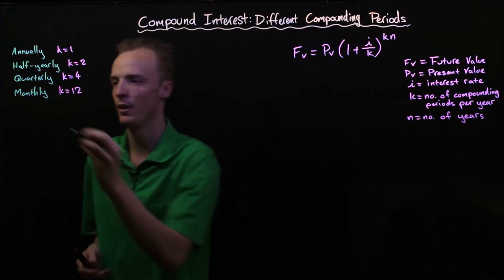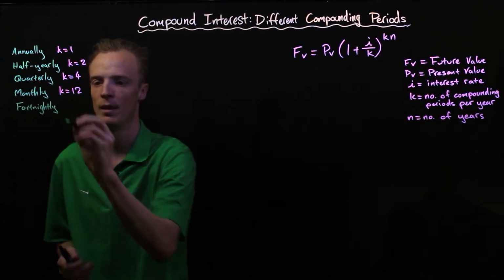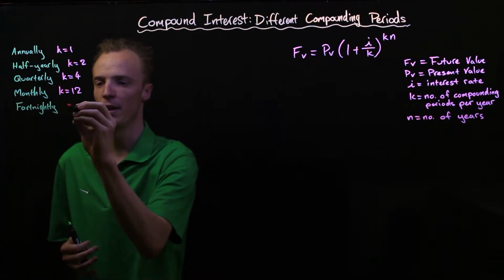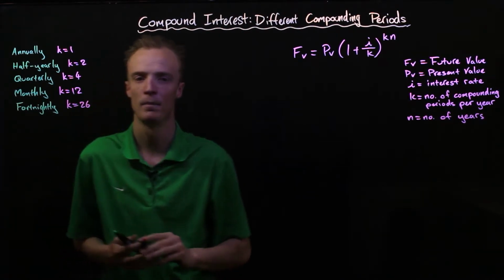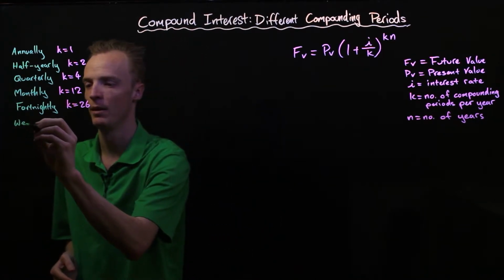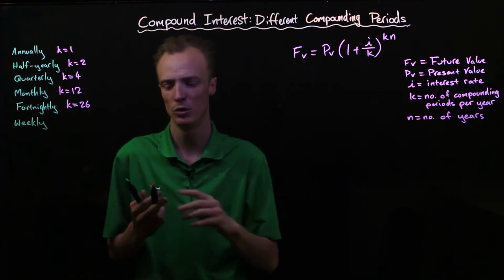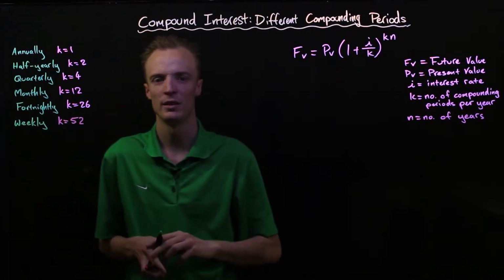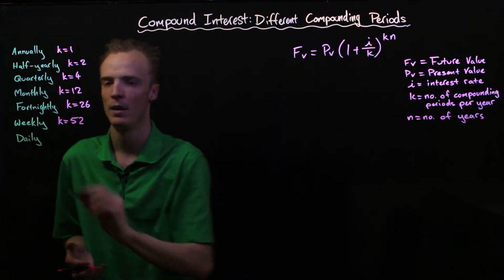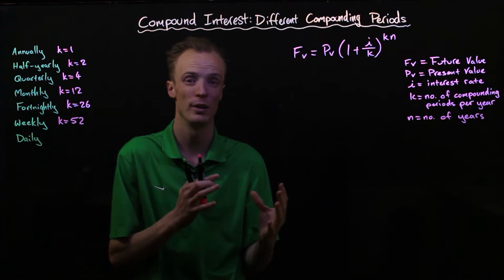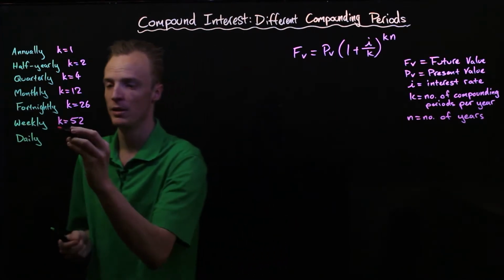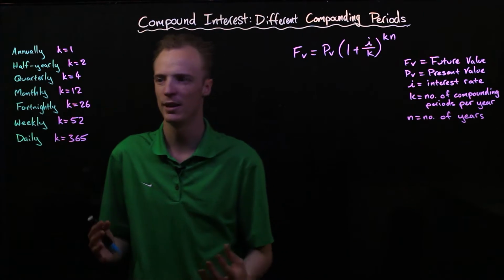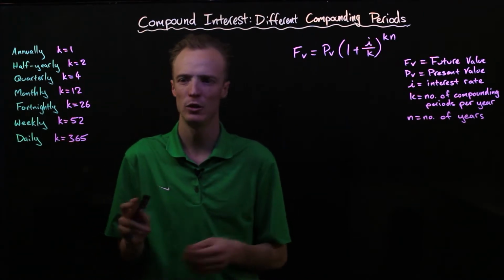The next common one is fortnightly, where the interest will compound at the end of every fortnight, and there are 26 fortnights in a year, so our K value will equal 26, which brings us to then weekly, where there are 52 weeks in a year, so our K value, if it's weekly, will be 52, which then brings us to daily, where there are approximately 365 and a quarter days in a year, but we don't worry about that quarter of a day. So our K value will be 365.